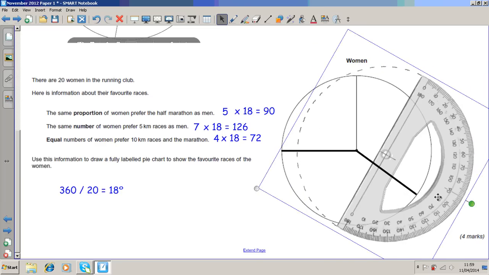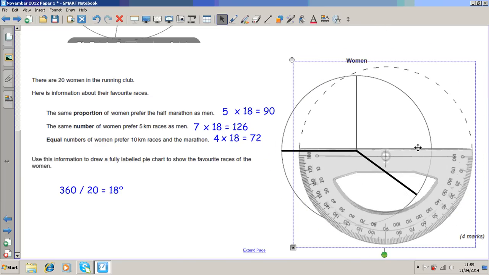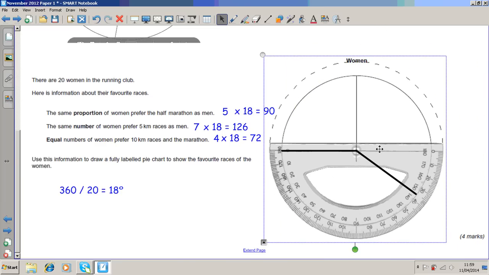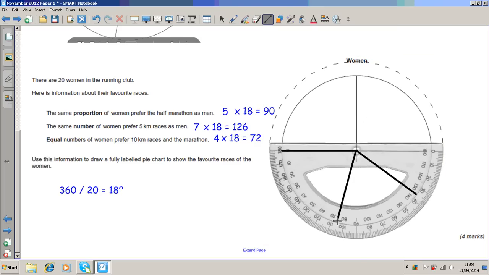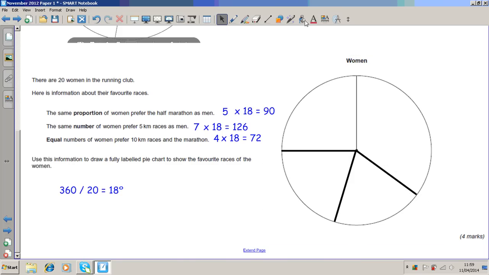So, get your protractor out. Please make sure you can use a protractor. If you really don't know how to use one, you need to come and ask someone and get it sorted out. So there it is, 72 degrees is about there. And we can then see that 144, which is double 72, is over there. So I've got that. Get rid of the protractor, that's done.